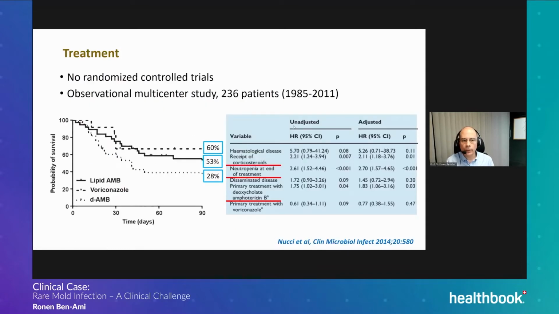There are no randomized controlled trials on the treatment of fusarium, so what we have is just observational data. And this is probably the largest case series showing that patients treated with voriconazole or liposomal ampho-B did better than those treated with ampho-B deoxycholate, and neutropenia as well as treatment with corticosteroids were predictive of poor outcome.